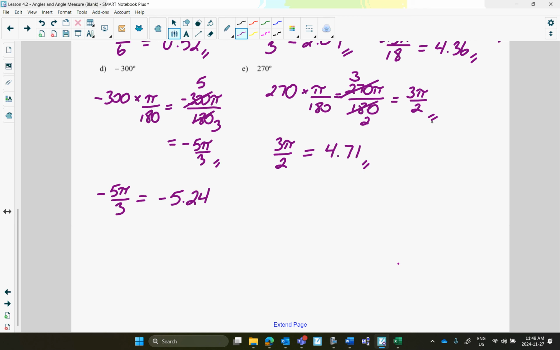So that's how we go from degrees to radians. Times by pi over 180. So if we times by pi over 180 to go from degrees to radians, how do we go back? Divide by pi over 180.